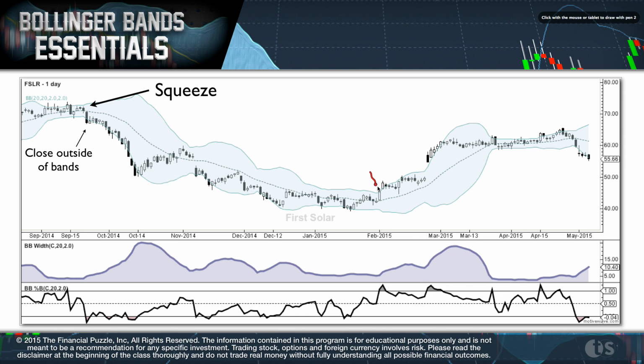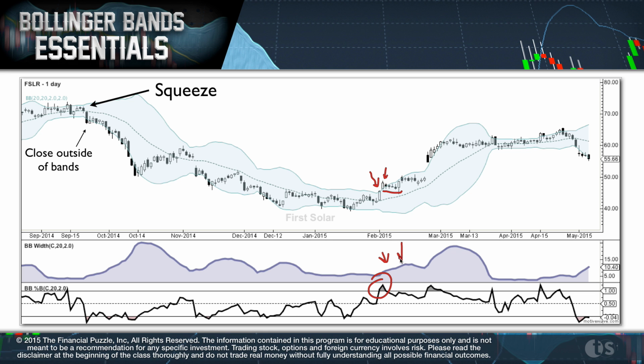Look at what happened. We had our first close outside the bands. The next day, we had a solid close outside the band. Bandwidth starts to go up. You're extremely overbought now, and the bandwidth continues to go higher. And as you watch this bandwidth going higher, it's interesting because we traded sideways for 4 sessions before we got another bullish candle there.